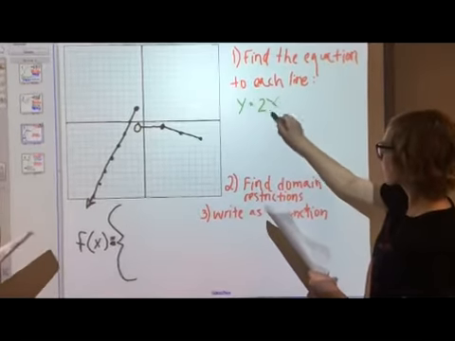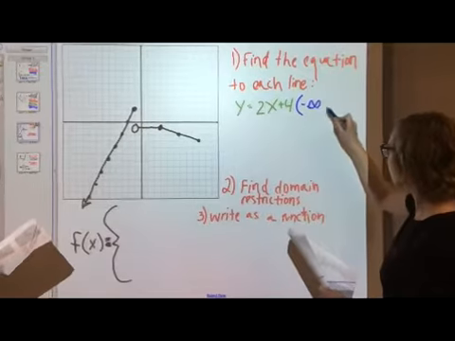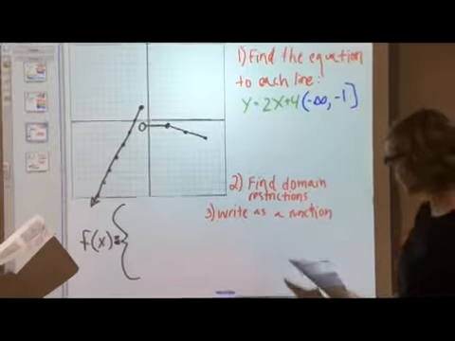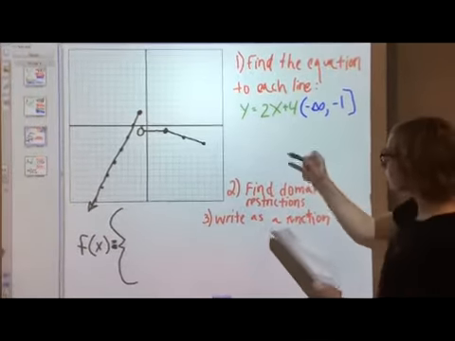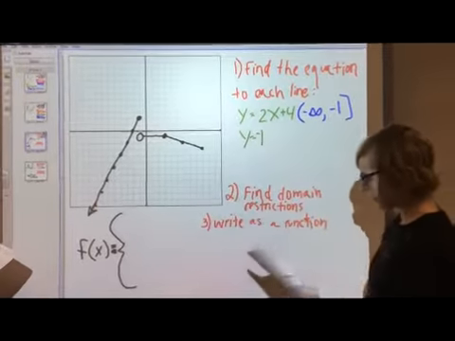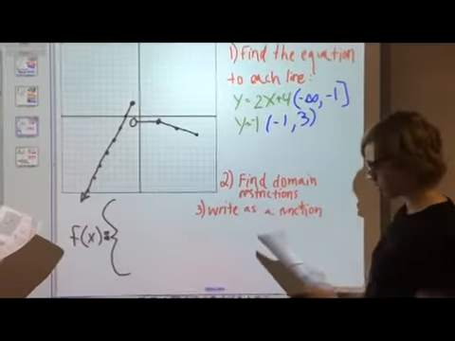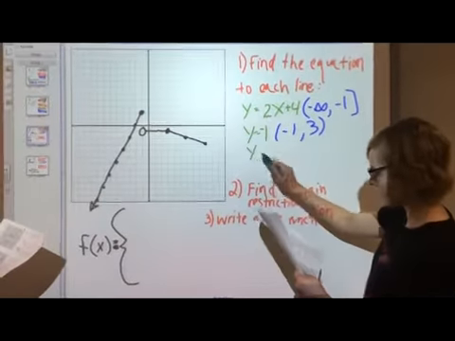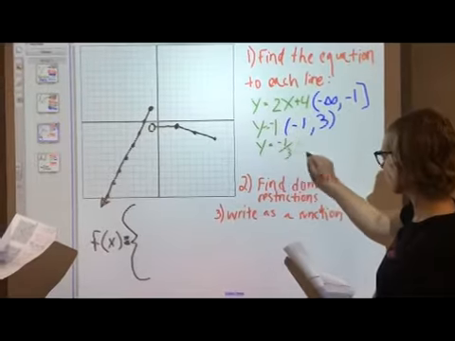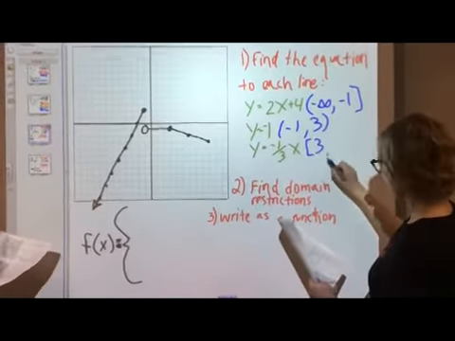Find the equation to each line. One line is y equals 2x plus 4. You can determine the domain restriction by looking at the line's endpoints. This line's domain restriction is negative infinity to negative 1 inclusive. The next line is y equals negative 1 with a domain restriction of negative 1 exclusive to 3 exclusive. The next line is y equals negative 1/3 x with a domain restriction of 3 inclusive to 9 inclusive. Write as a function of f of x.